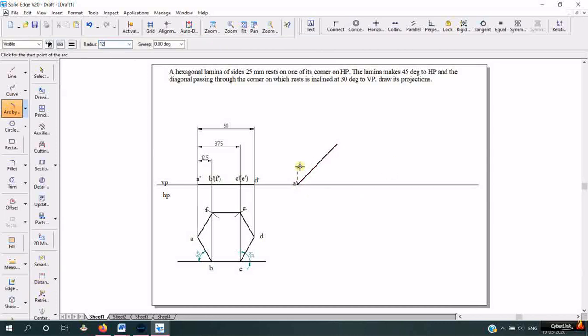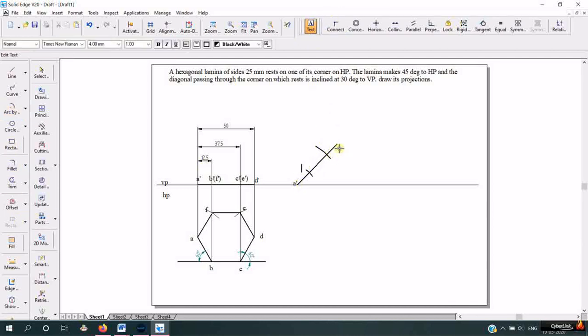I will use an arc by center point here. Take it as the radius. 12.5 is over. Take it as a radius here. The arc by center point from the same A corner. This is over. And next, again take the arc by center point from the same A corner, 37.5. Cut. Next is 37.5. Cut.